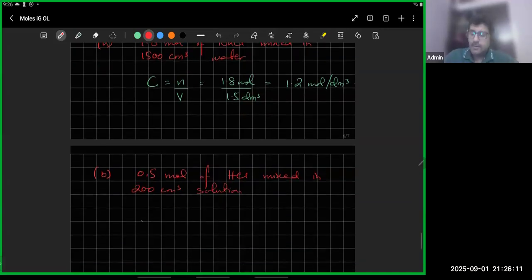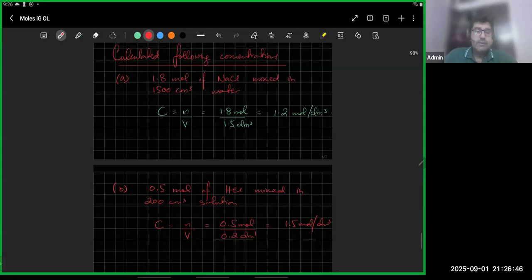I said no one is going to tell you the volume. No one is going to write volume. Take it, 200 cm cube means it's the volume of the solution. So concentration is moles divided by volume. It should be in decimeter cube. So it's going to be 0.5 moles divided by 200 cm cube in dm cube. That's divided by 1000, so 0.2 dm cube. So 5 divided by 2, that's 2.5 mole per decimeter cube. Okay, so this second solution is more concentrated. The previous one had a concentration of 1.2 only.